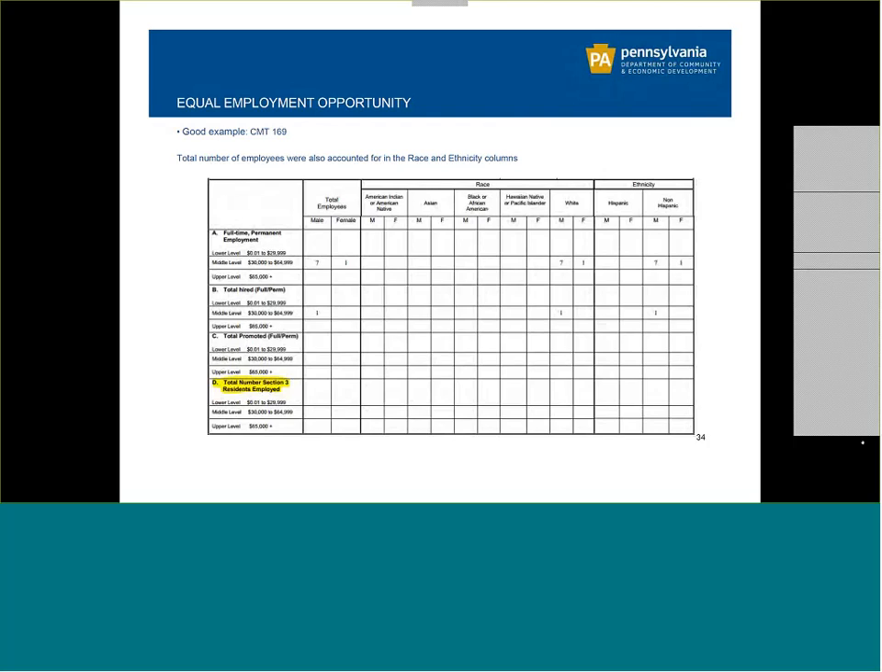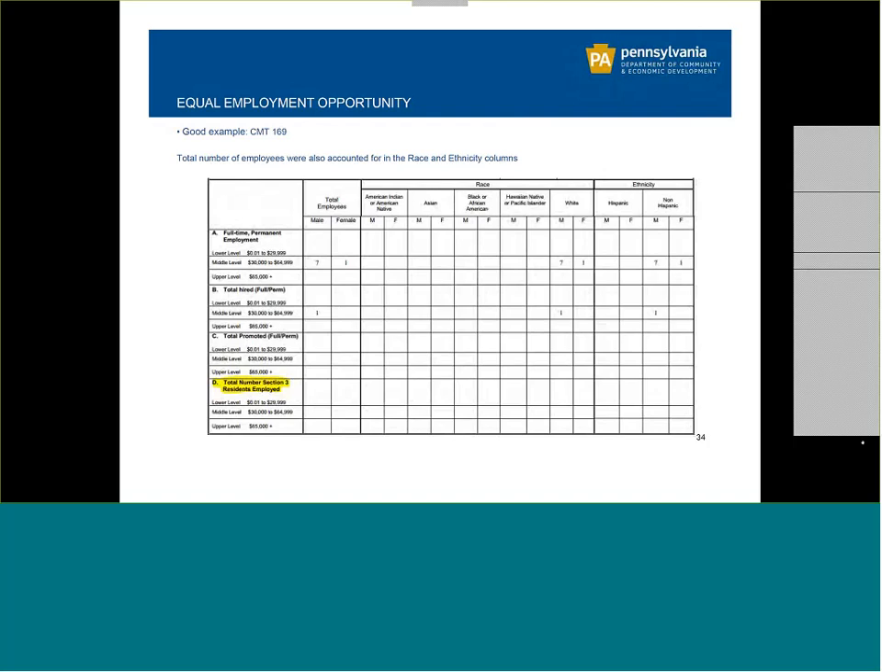Again, it's a good form. They have the total employees, they have their race, and they have their ethnicity, and they carried it all the way through. One thing is, and we see it everybody, is that they kind of forget the Section D, which is the total number of your Section 3 resident employees.